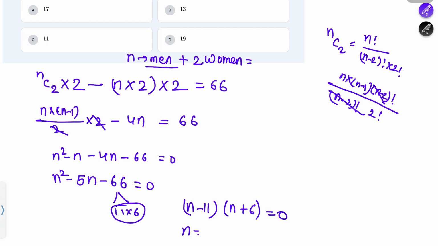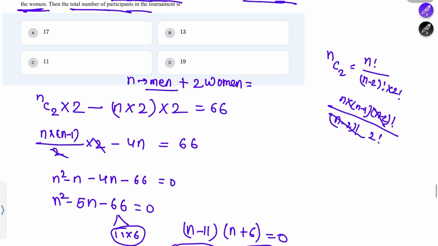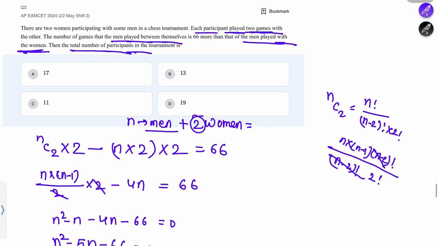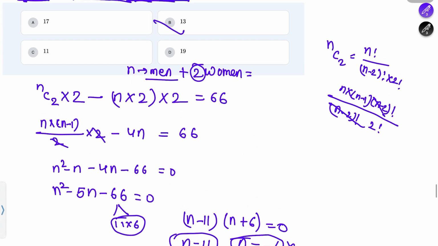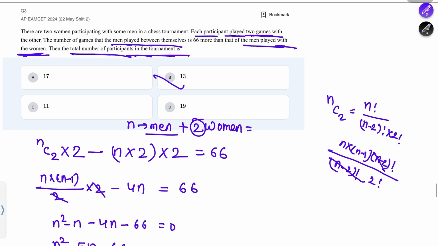So n equals 11 and n equals minus 6. Negative is not possible, so it is only 11. So n equals 11, right? And plus 2, so the total number of participants is 13, where 11 and 2 are the women. That is also an easy question. Just follow the situation line by line and you will get the answer easily, right?